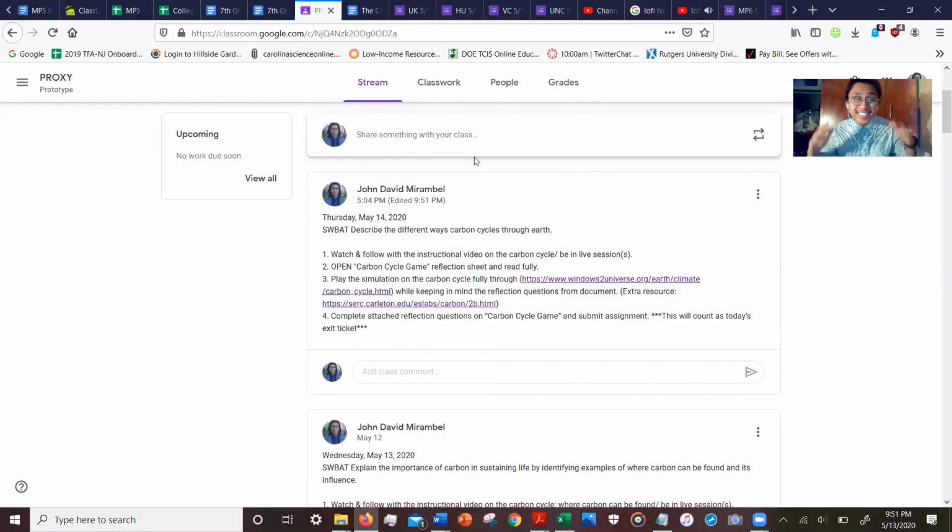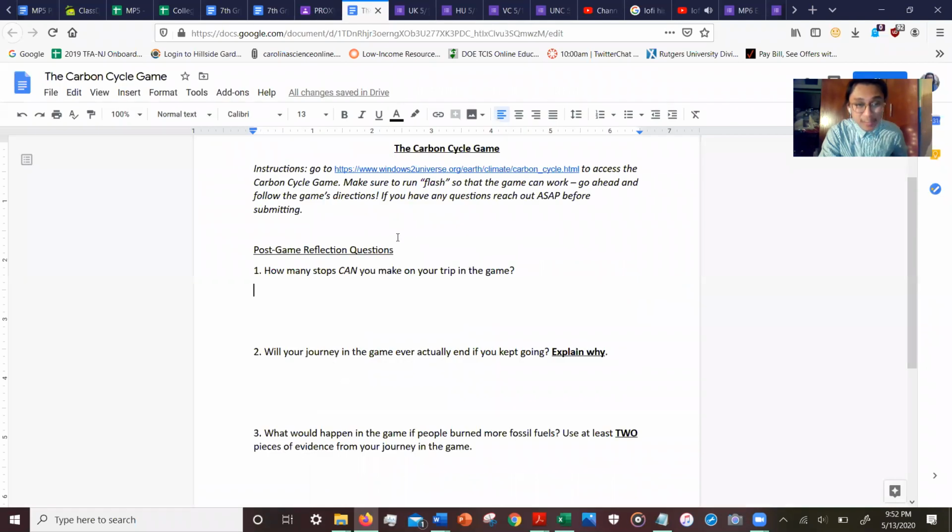Unlike yesterday, today's goal is not to describe the places carbon is found. We actually want to describe the different ways carbon cycles through our Earth today. To do this, let's first navigate to the worksheet that I created for you called the Carbon Cycle Game. It's attached to today's announcements, and it should look a lot like this. Read the directions and keep the post-game reflection questions in mind as you play this game.